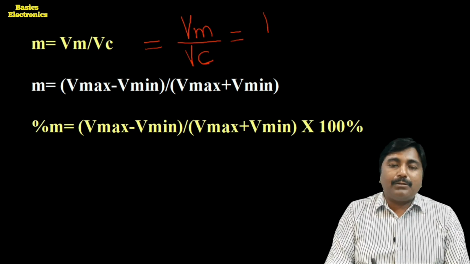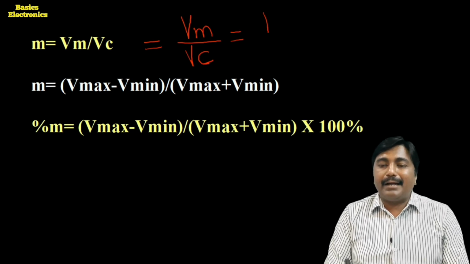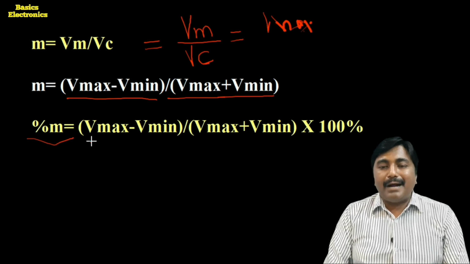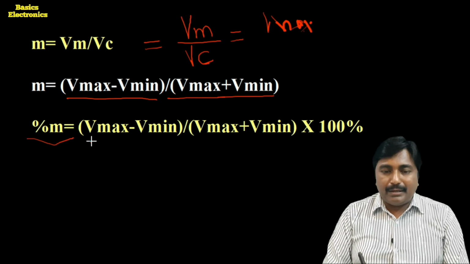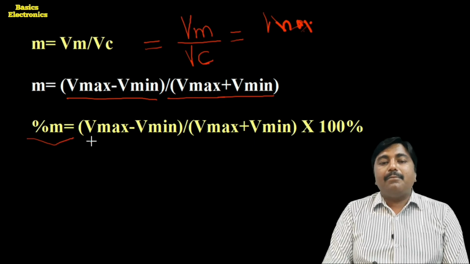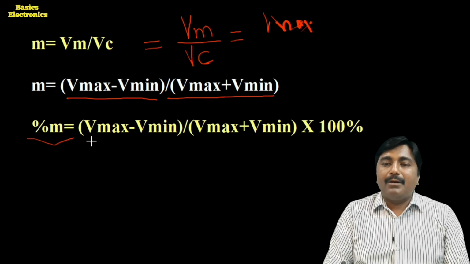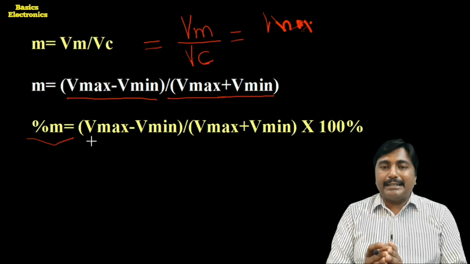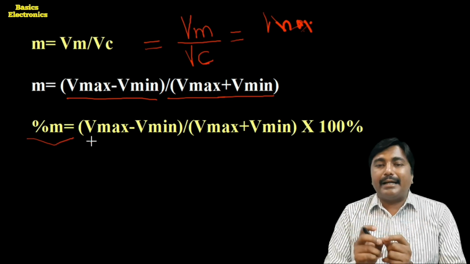If we have to find out the percentage modulation, then we get M multiplied by 100%, which means Vmax minus Vmin divided by Vmax plus Vmin multiplied by 100%. Okay, so this is the modulation index in terms of Vmax and Vmin. How do we find out the modulation index when the signal is displayed on the CRT screen?